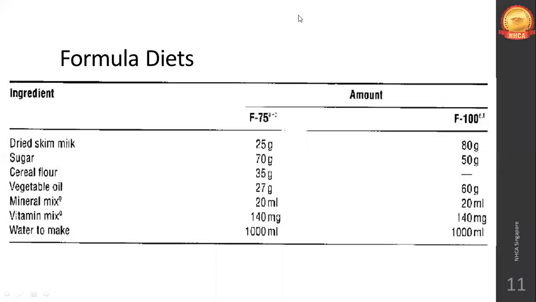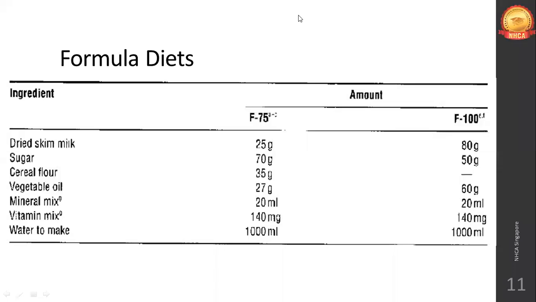F75 will give you 75 kilocalories. F100, formula 100, will give you 100 kilocalories per 100 ml. These formulas are usually prepared in 100 ml, and per 100 ml will give 75 kilocalories for F75 and 100 kilocalories for F100 formula foods. So that's the reason why we have the names F75 and F100. One will give you 75 kilocalories, the other will give you 100.